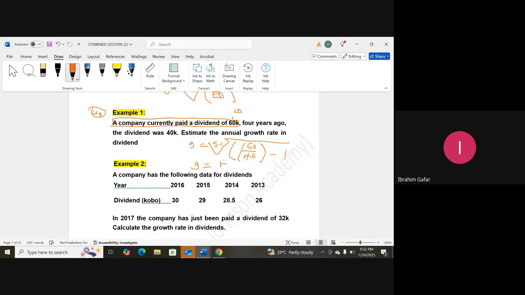So this one will become 4 root 60 over 40. Since it is kobo, I can decide to put it as 60 over 40. But if I want to use 0.6 and 0.4, it's still the same thing. Then what's going to be our final answer? What's going to be my final answer? 0.84.